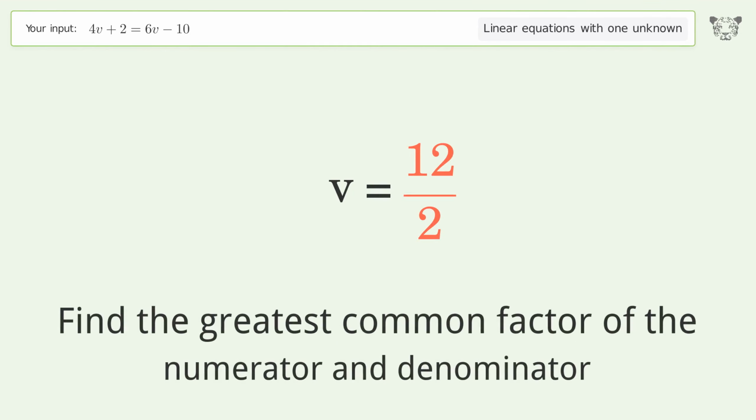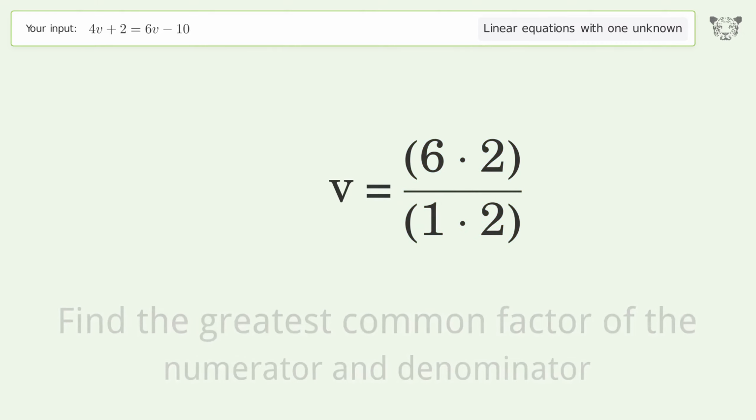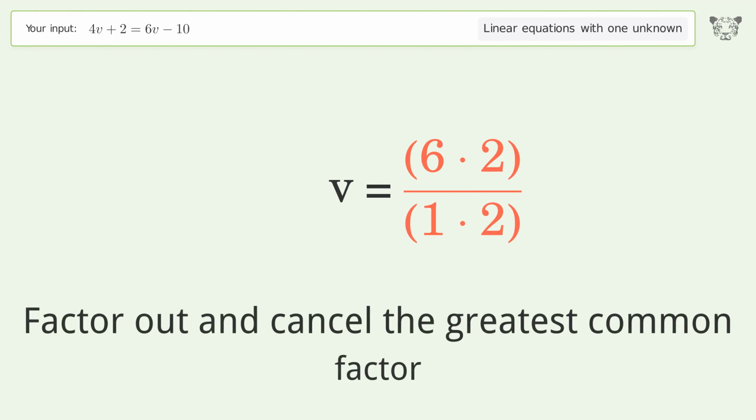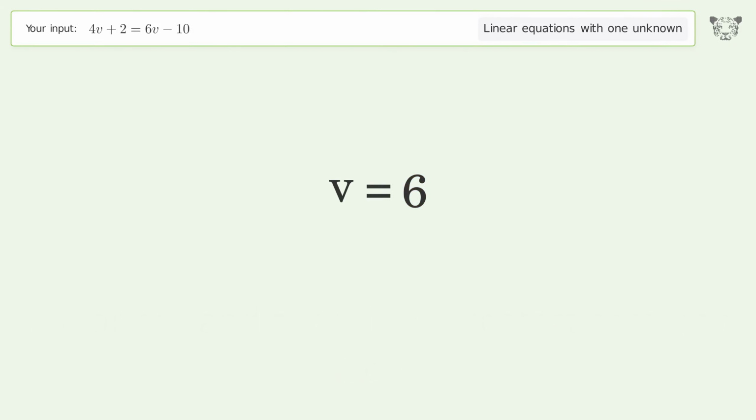Find the greatest common factor of the numerator and denominator. Factor out and cancel the greatest common factor. And so the final result is v equals 6.